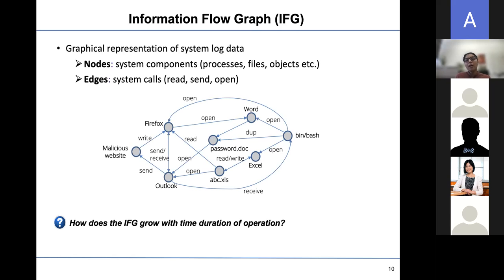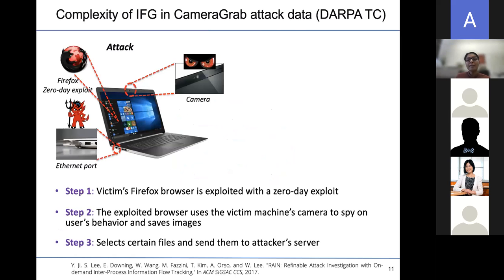So then how does this information flow graph grow with time, right? Because we are looking at attacks that go on for months and maybe even more than that. So in this larger time horizon, how does the information flow graph grow? To answer that, here we are looking at a simple example of an attack. This is a camera grab attack, and this attack was done by the DARPA Transparent Computing team.